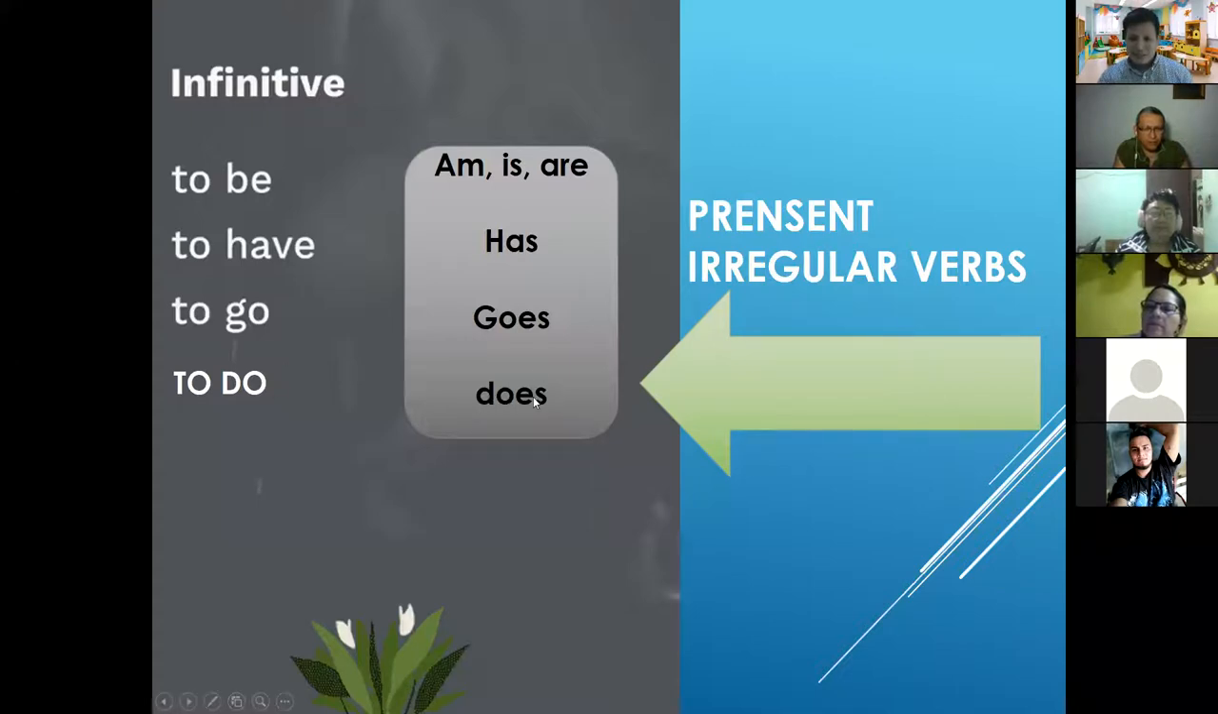Entonces, este verbo cuando es auxiliar, sustituye. ¿Qué va a sustituir? Cuando no exista el verbo to be. Y no está el verbo to be para formular una pregunta o para negar algo, va a ser does o do. ¿Sí? ¿Se comprende? Do you understand? More or less. Very good. Okay.